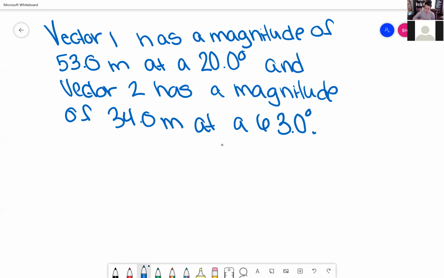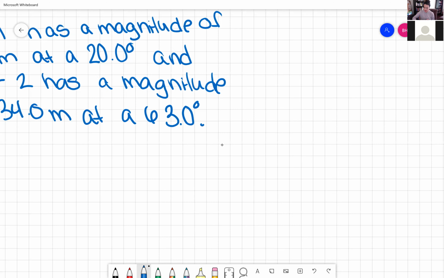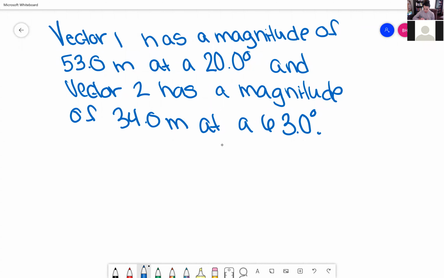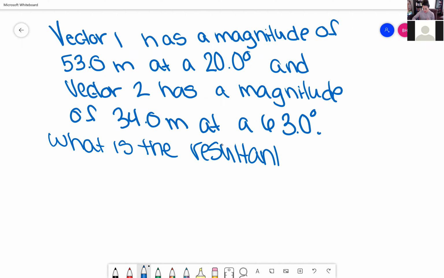So the question might be, what is the resultant vector? So when they say resultant vector, they're pretty much just asking you to add those vectors together. What is the overall vector? What is this overall vector gonna look like?